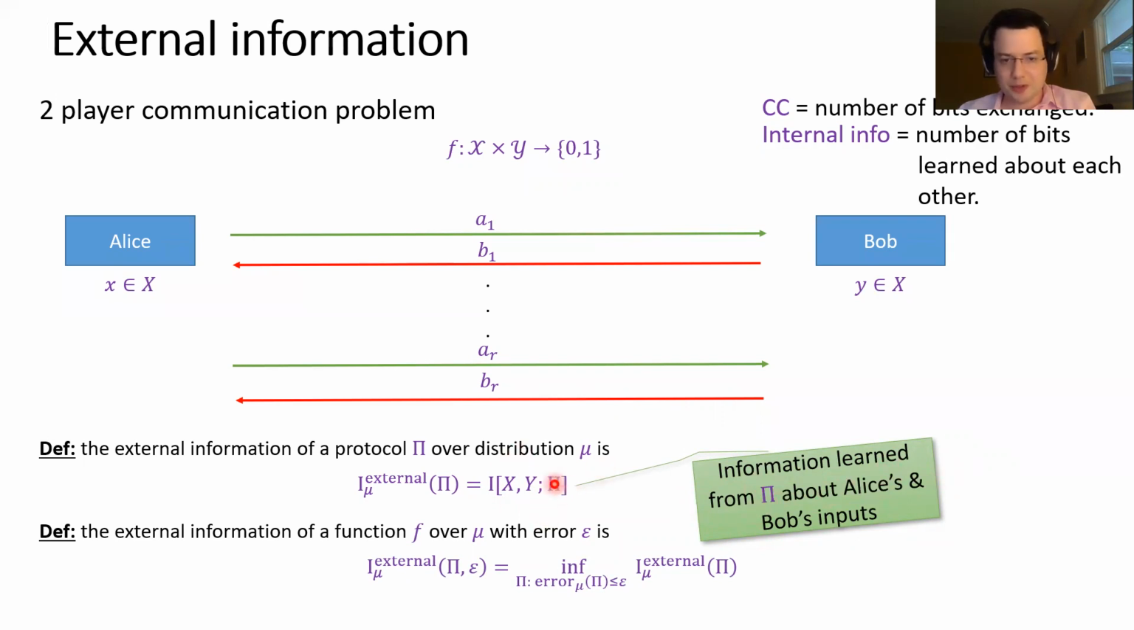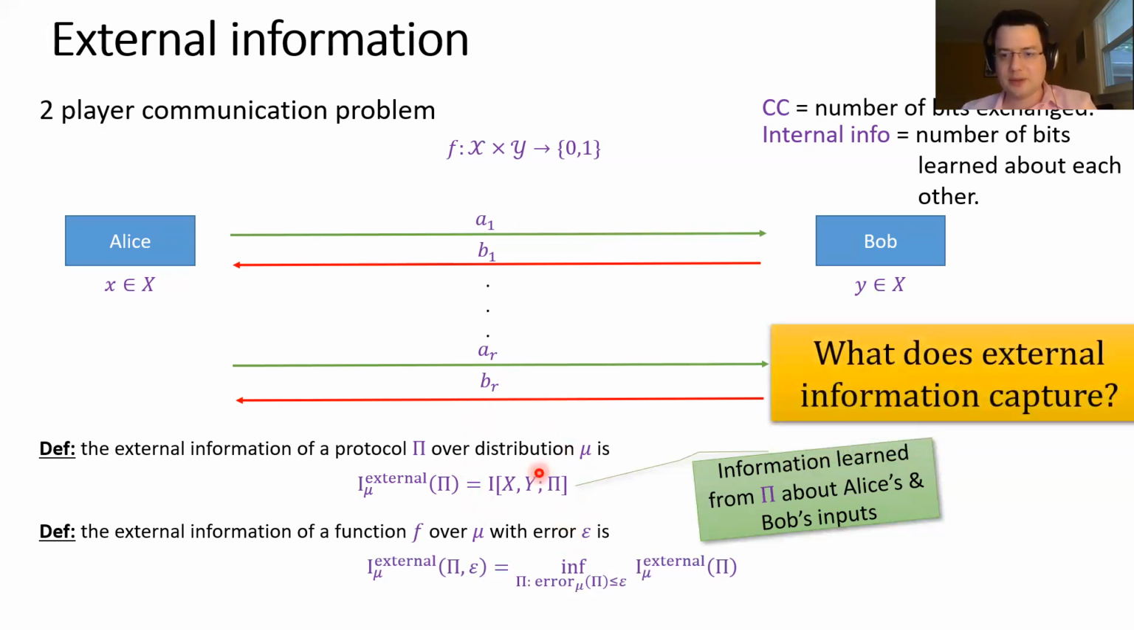So it's the mutual information between x and y and the protocol pi. And by extension, the external information complexity of a function is again trying to minimize this quantity over all possible protocols or sequences of protocols. We are trying to solve f, revealing as little as possible to an external observer. And again, this quantity is not as well understood as communication complexity and internal information complexity, even though it was defined historically before internal information complexity.